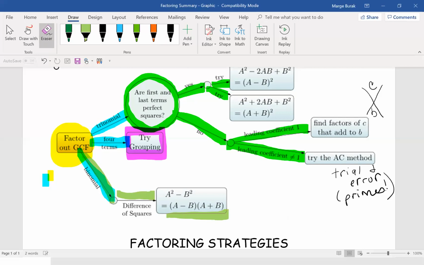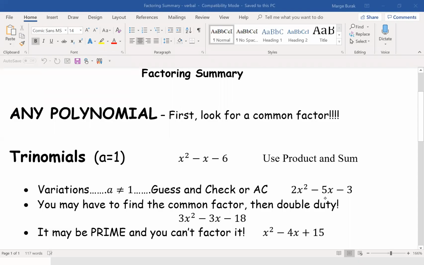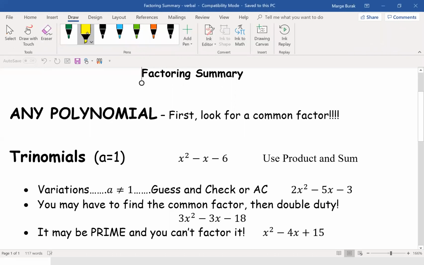So there we go. Here's the messy thing that you can have with color. Now, some students have asked me, let's stop sharing that and share verbal, because they've asked, do you have a way to talk about factoring without all those pictures? So that's what I'm going to look at now. Here's my factoring summary.